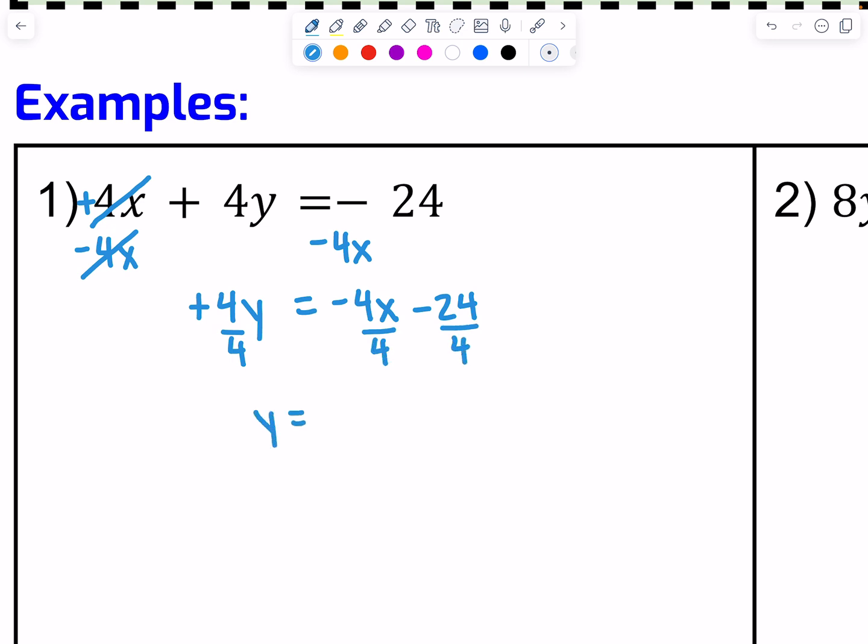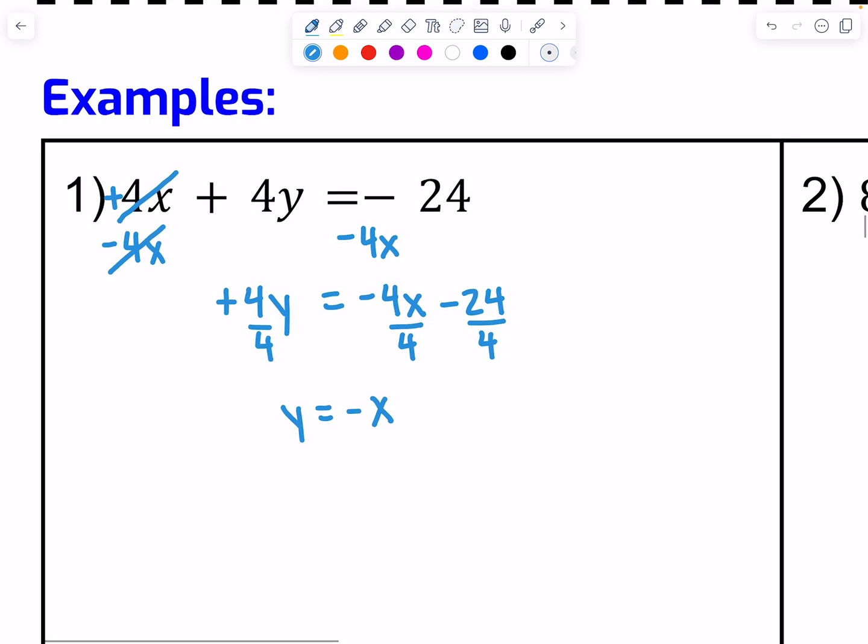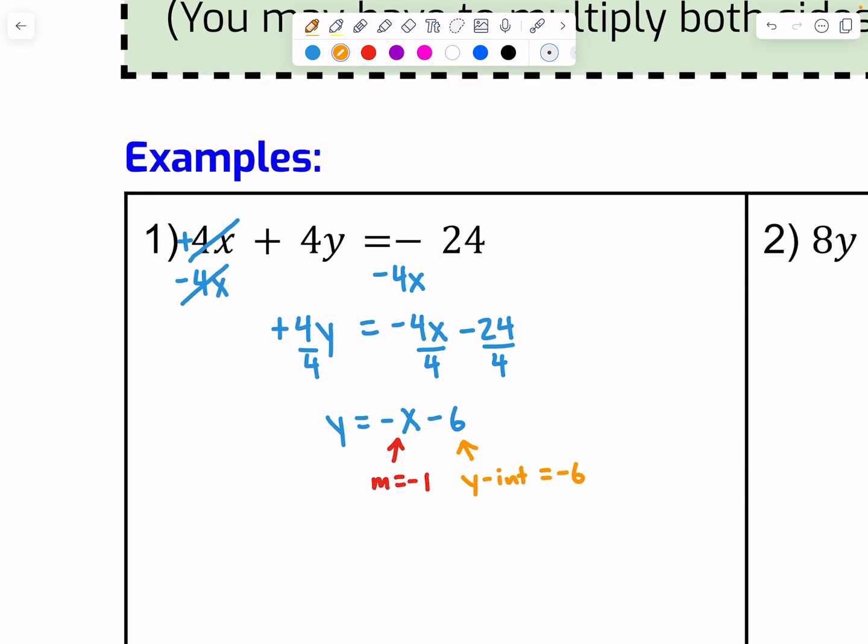And we get y equals negative 1x, but we normally just don't write the 1 because it's understood, but you can if you need to. And then negative 24 divided by 4 would be negative 6. And so now we have it all equal to y, and this is slope-intercept form. And remember, from slope-intercept form, we can pick out our slope would be negative 1, and our y-intercept would be negative 6. So that's why this is very helpful to be able to solve for y.